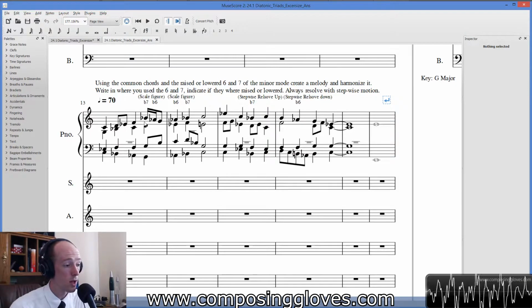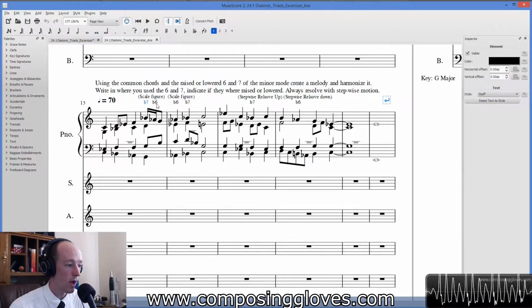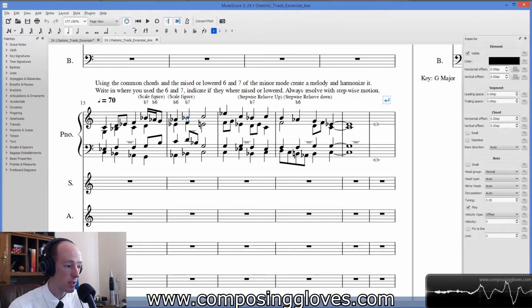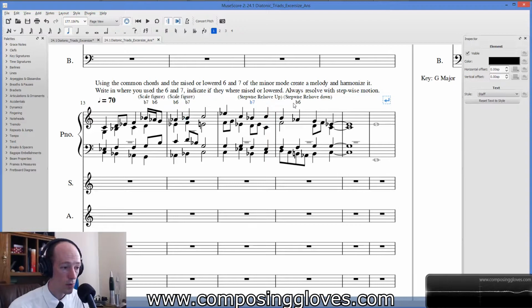And okay, so we got some cool stuff going on in here. There's some interesting progressions. And what I'm hoping you were able to do with yours is find where you deliberately chose to use a lowered 6 or lowered 7, and then explain why it sounded that way. So you should have labeled these, and then I also notated how they were resolved. So stepwise resolution up, stepwise resolution down.